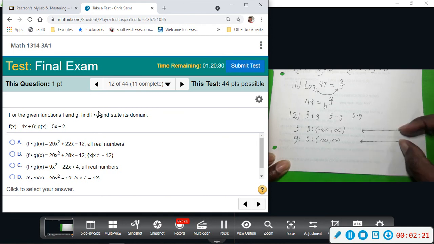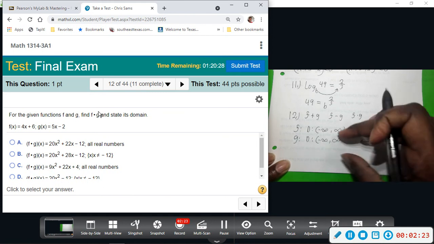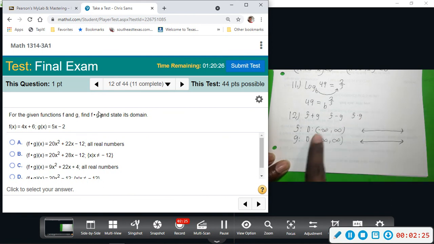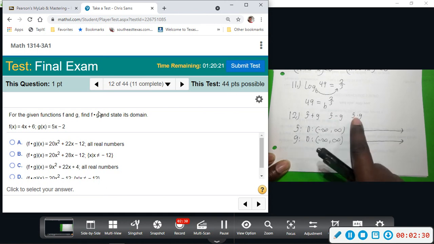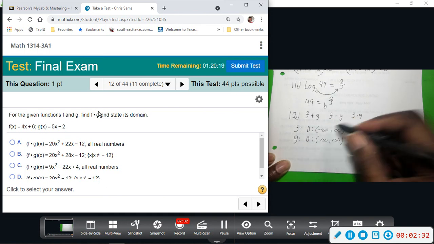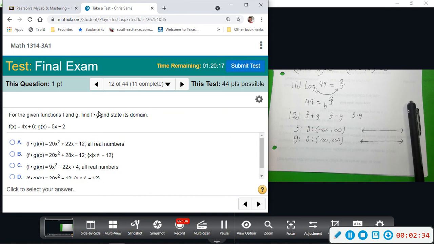So if you were to match those up, the part that they have in common is everything. They have everything in common. So the domain of f plus g, f minus g, and f times g would be negative infinity to positive infinity, which is all real numbers.